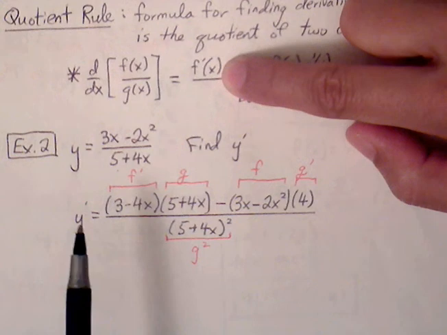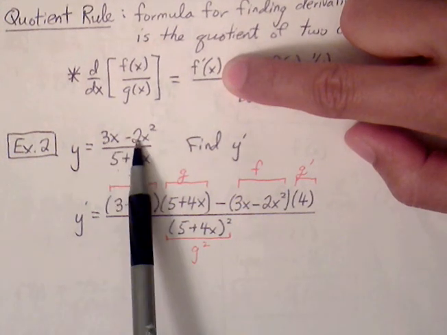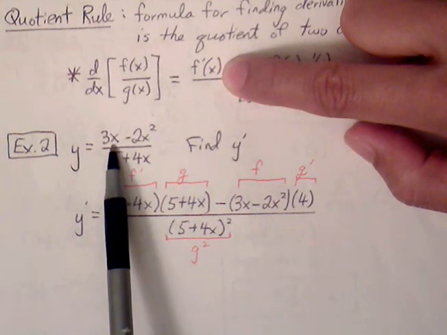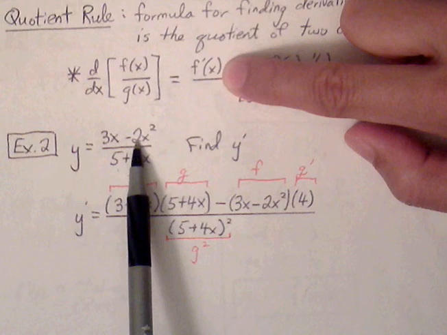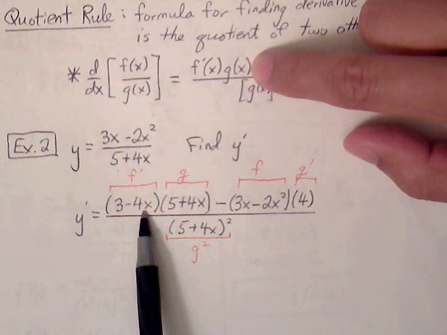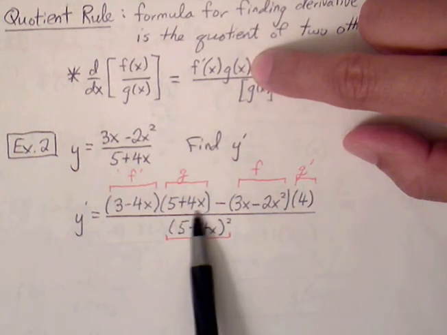First up is f prime. So f prime is just the derivative of my numerator because my numerator is my f of x function. 3x turns into 3. 2x squared becomes 4x. So we put that in this space here. Times g of x. G of x is the original denominator. So we leave that as is, 5 plus 4x.